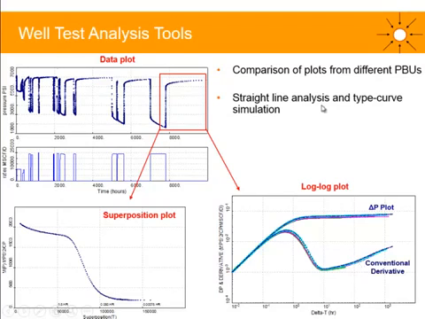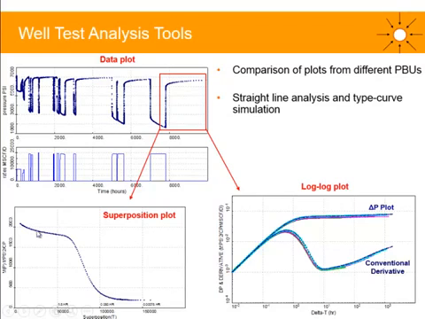We could use the straight line analysis, so a series of straight lines, to have a look at the different slopes and define the flow regimes. And we could push the analysis further with the type curve simulation. So far we use the derivative plot and the conventional derivative to drive the analysis. Then we have a look at the superposition and the data plots as verification tools.